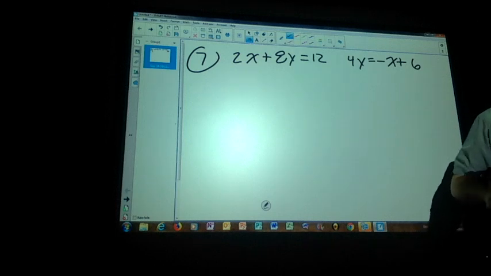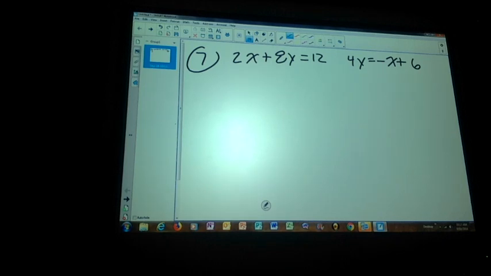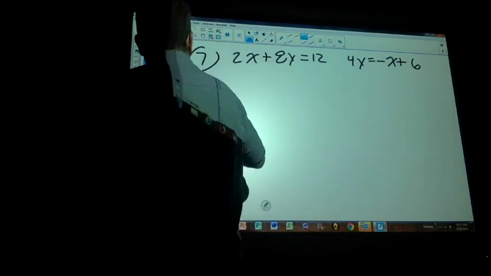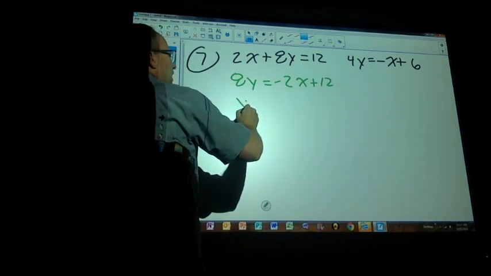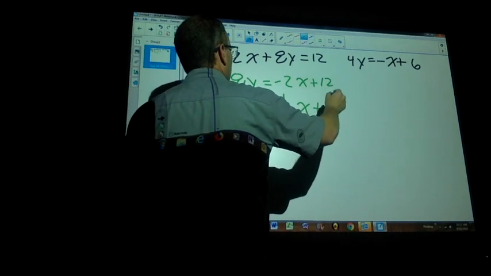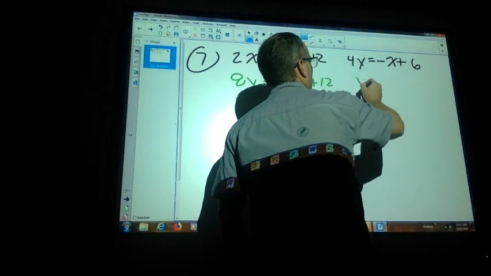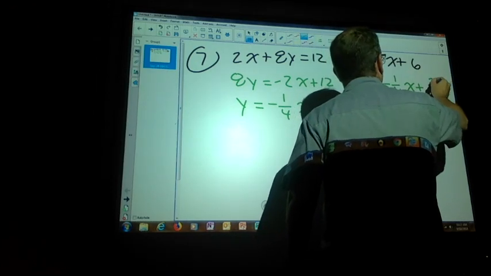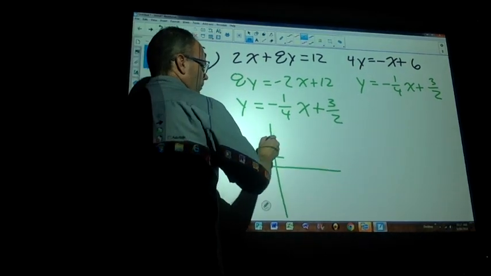That one, correct? Okay. The cover method is not going to work real well on this one because we get fractions. So I would say solve each for y. So this first one, I'm going to get this. And then I'm going to get this. And then on this one, I'm going to divide everything by 4. 6 over 4 is 3 over 2. So I guess the fortunate thing is our y-intercept on both is 3 over 2.